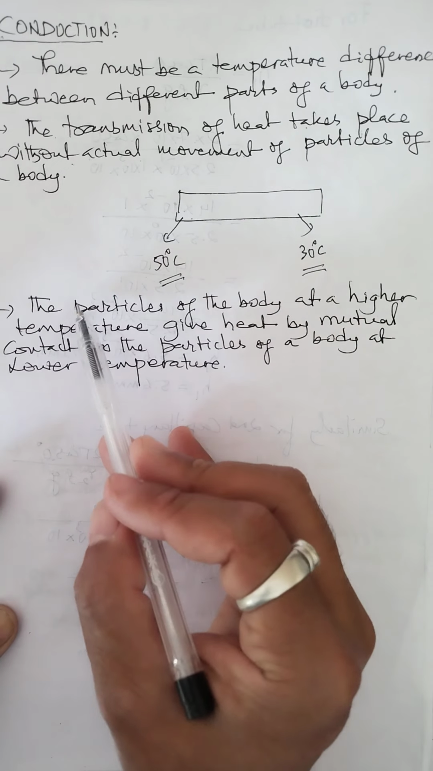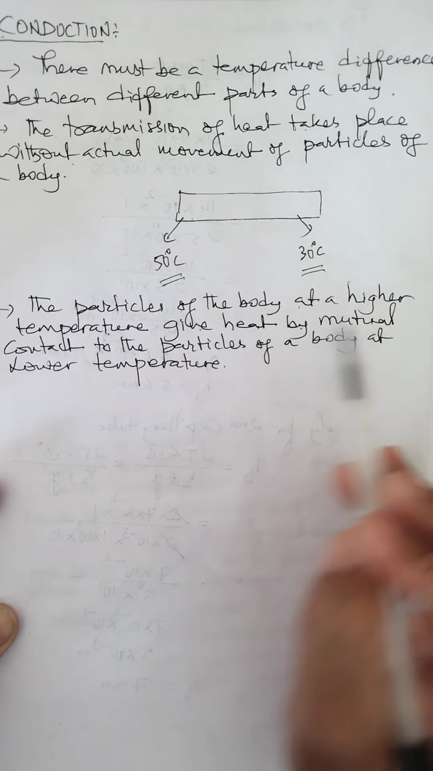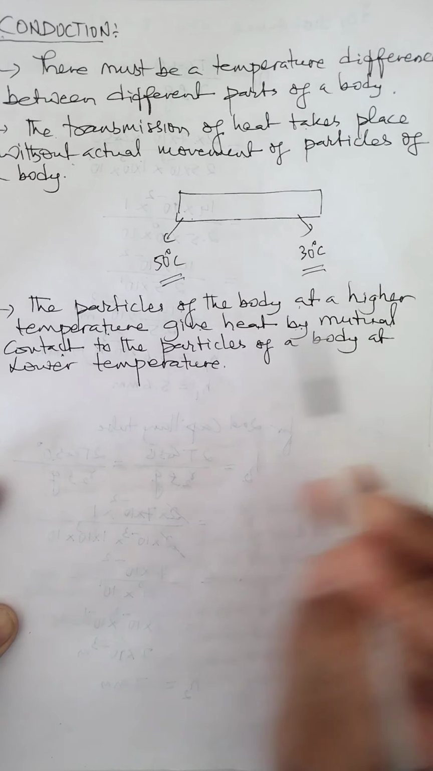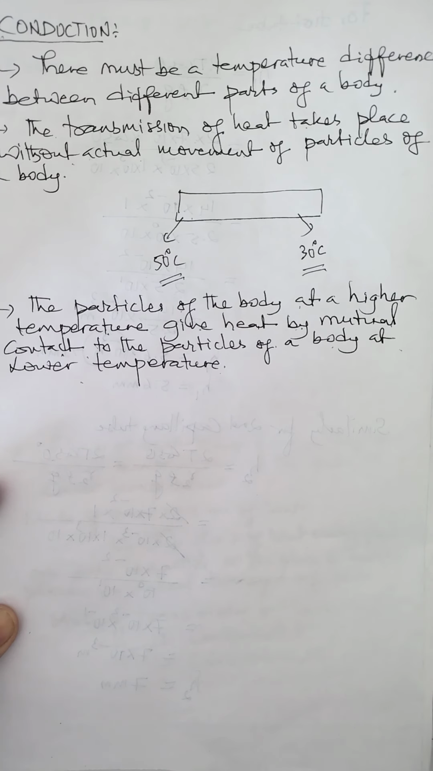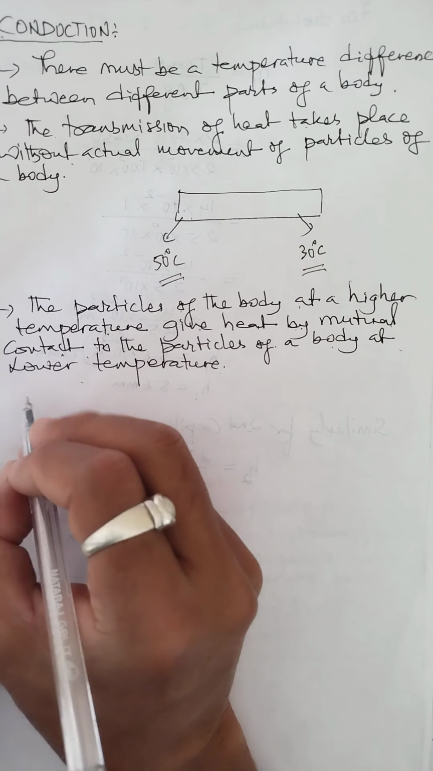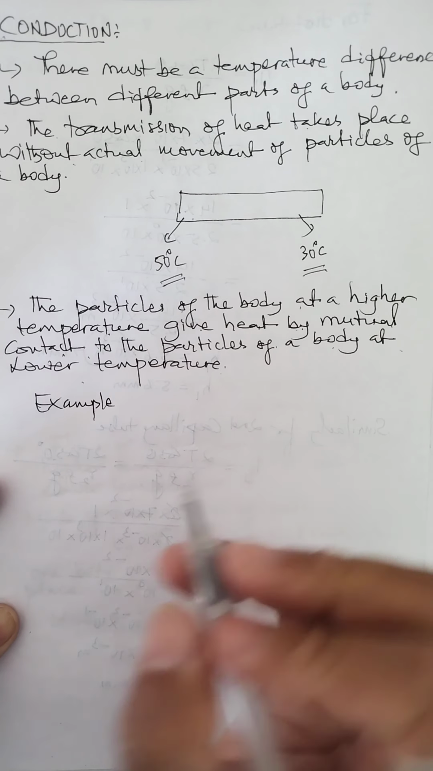That is why the particles of the body at a higher temperature give heat by mutual contact, just try to understand, by mutual contact to the particles of the body at low temperature. This is the mode that is called conduction. Now let me give you one example of this mode of transmission of heat.